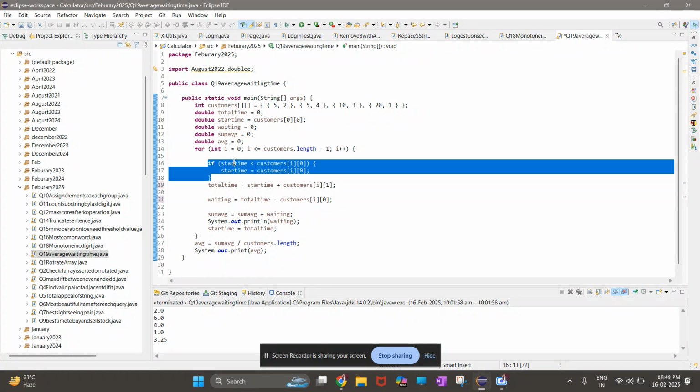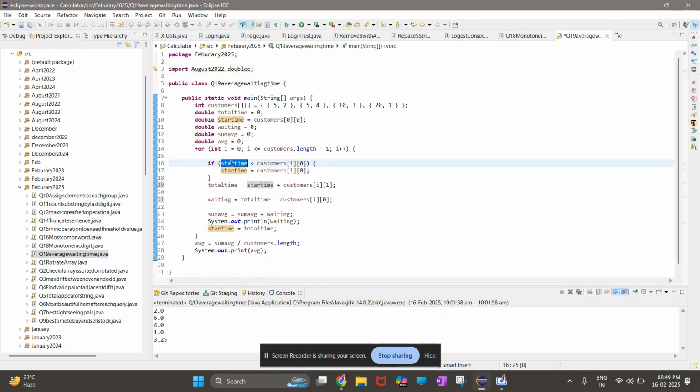So what we have to do is compare the start time. If the start time we calculated from the previous customer is less than the arrival time, then we do not take the previous ending time of the customer, because the customer arrives at the 20th minute, not at the 14th minute. So the customer i of 0 will be the start time. This is the exceptional case which you have to take care of.